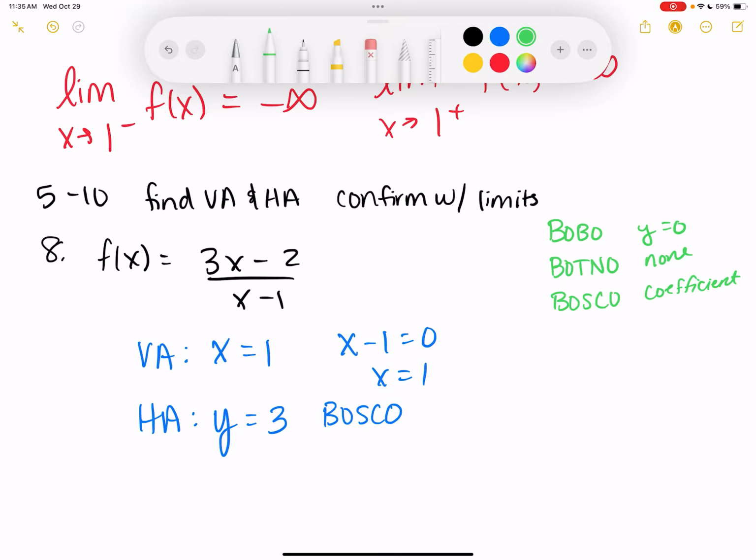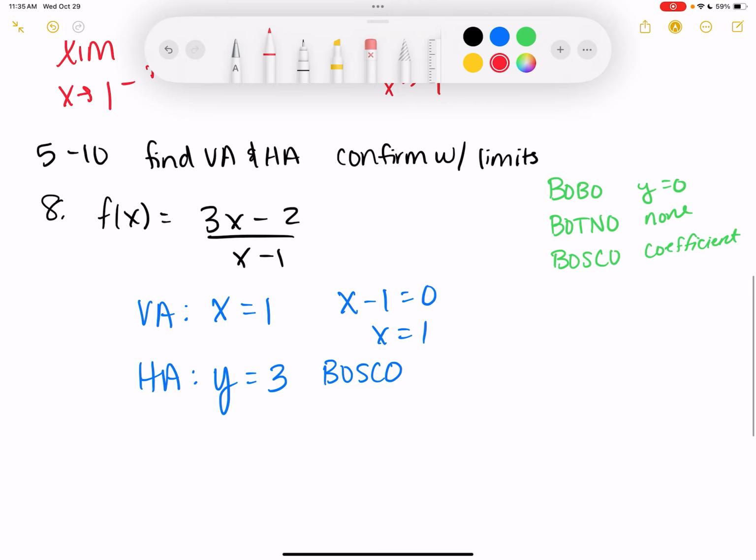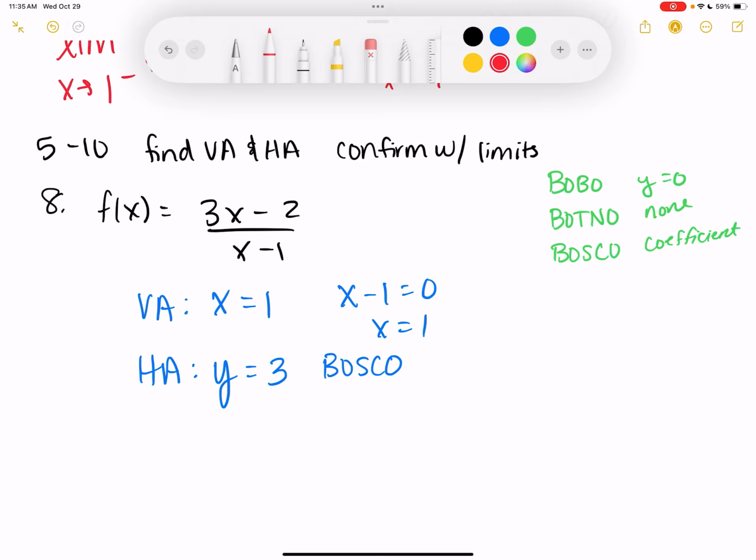All right, so now we have to confirm with limits. The way that we confirm a vertical asymptote is by looking at the limit as x approaches that from the left and the right. So the same way that we just found domain. Domain and vertical asymptotes pretty much are found the same way, with the exception of obviously if we didn't have a rational function. But this whole section is rational function, so we do it the same way.